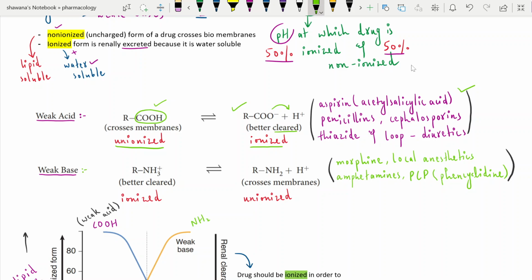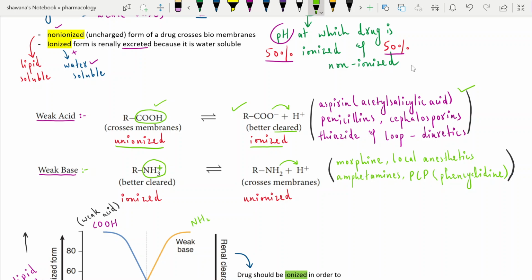Weak bases. Weak bases are those in which the ammonium ion is attached. They are NH3 positive. NH3 positive, as you can see, has a positive sign. It means that it is the ionized form of the drug. Ionized forms are more water soluble and are better cleared, but when the hydrogen gets detached, the deprotonated form is the unionized form and it crosses the biological membranes easily.